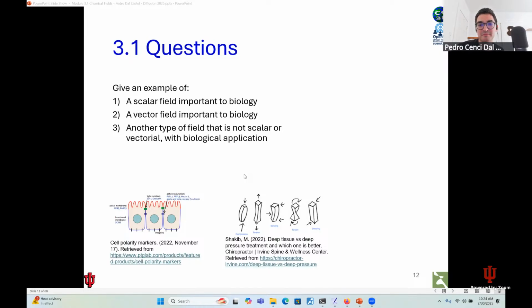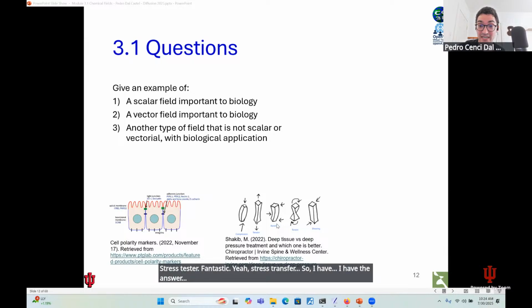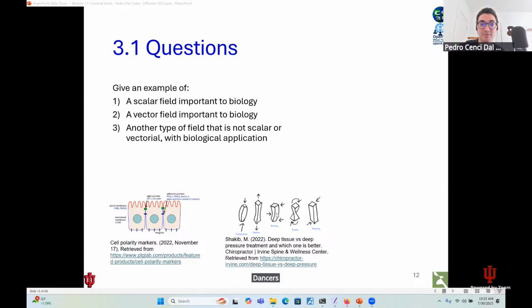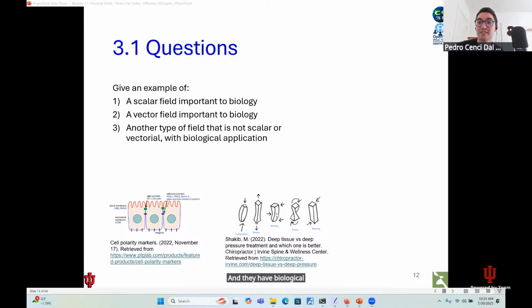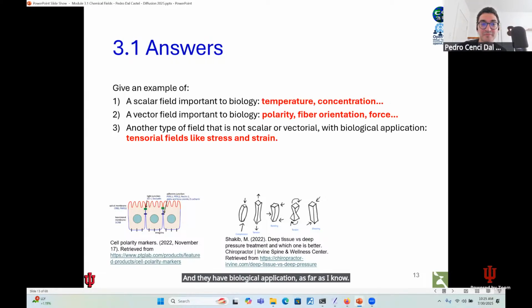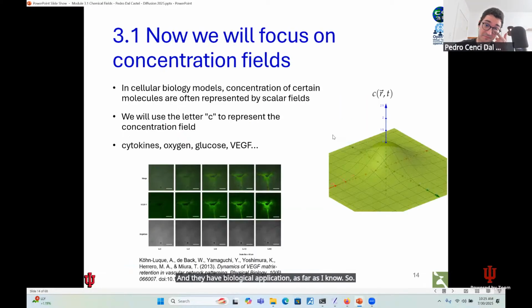Position. No. Position is not a field. Stress tensor. Fantastic. Yeah. Stress tensor. So I have the answer on the slide. So stress and strain tensors are good examples of fields that are not vectorial or scalar. They are tensorial fields, and they have biological application as far as I know. So here are the answers.